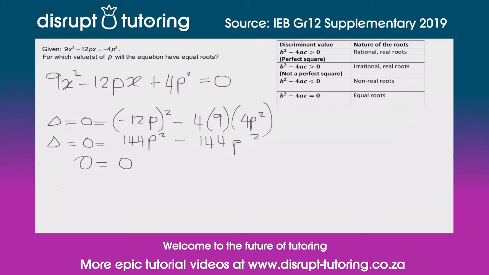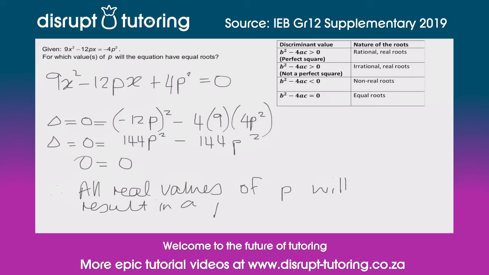So this is a very special case, and it means that all real values of p will result in a perfect square, all right, and equal roots, which is a very special case. Doesn't come up that often, but it's really nice that you've seen it now and know what to write if it does come up in your next test or exam.